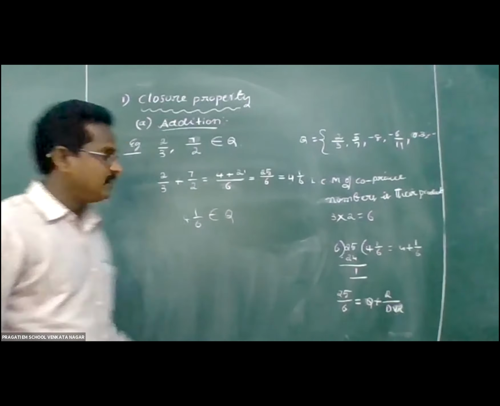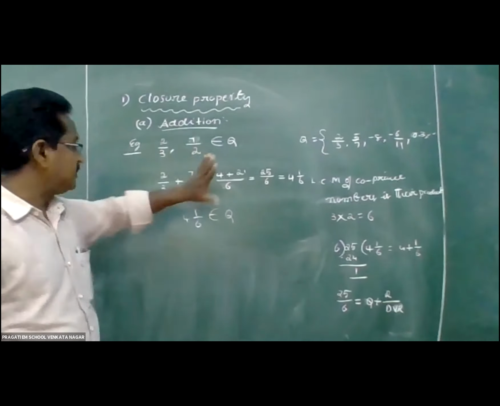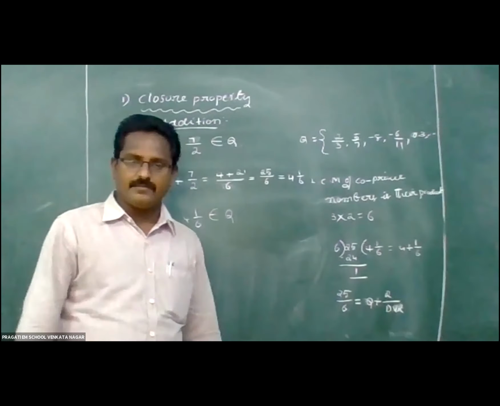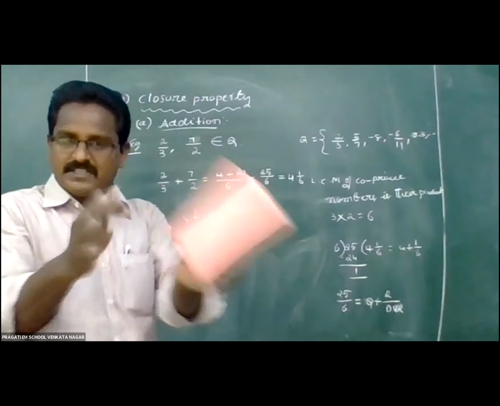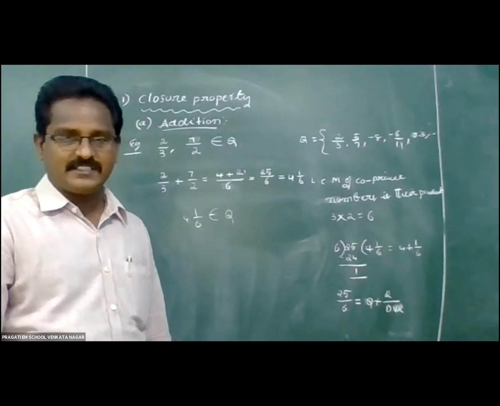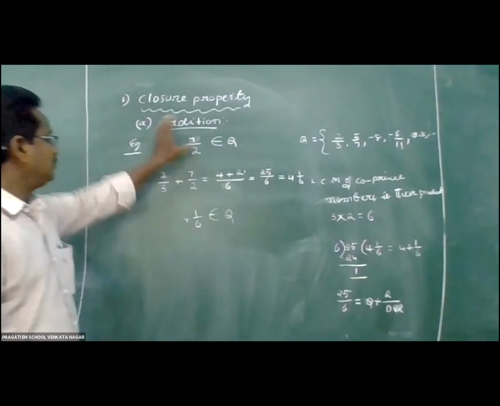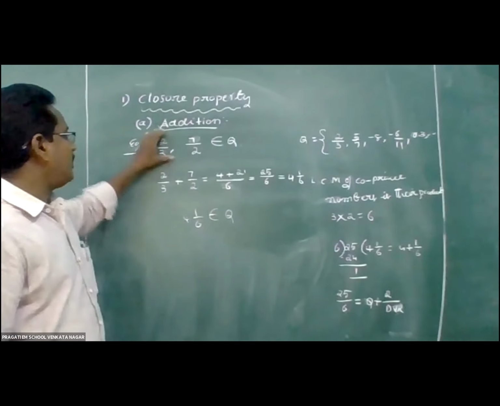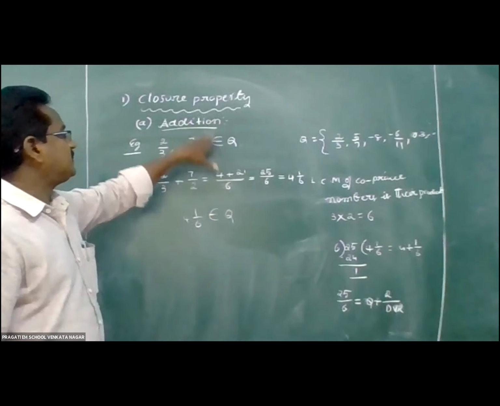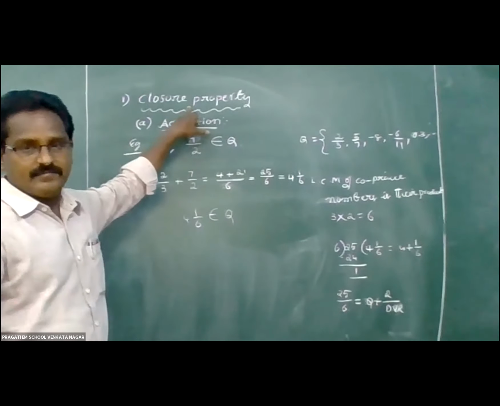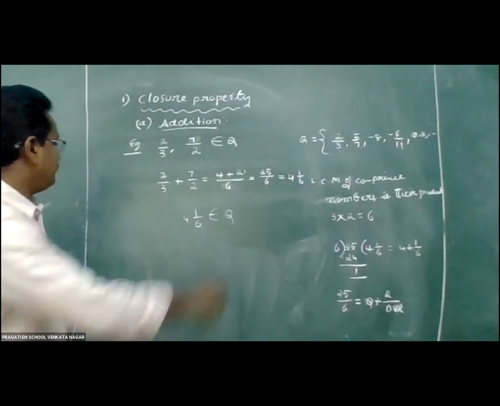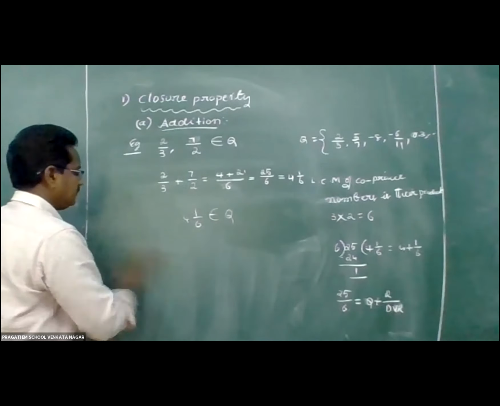Do you understand, children? Once again I will explain this. We can take any two rational numbers. After adding, we will get some result. That result is also a rational number. At that time, this set of numbers satisfies closure property under addition.